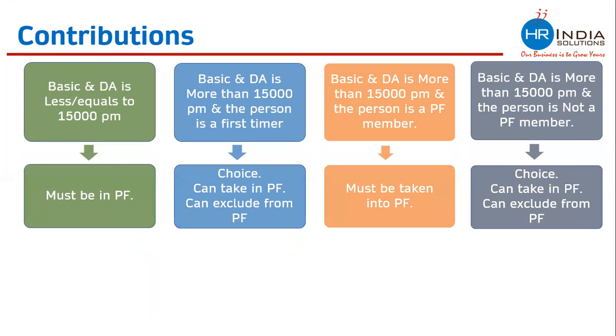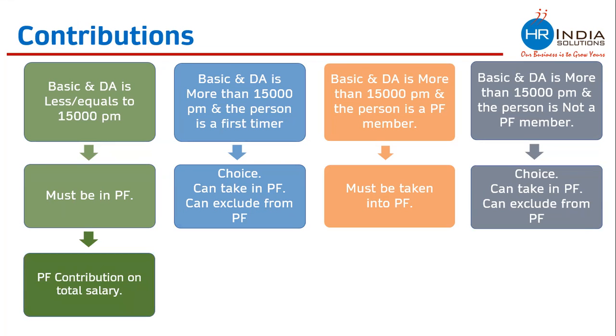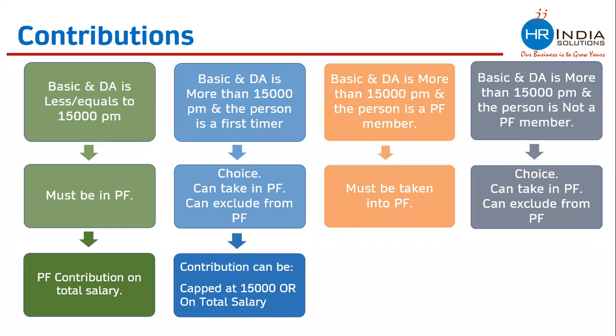Let's proceed. And in all these cases, now, how will the PF contribution go? In this case, where the total salary is less than 15,000, the PF contribution will go on the entire salary. You cannot choose any allowance, like we will pay on basic salary and we will not pay on HRA. If it is less than 15,000, PF will go on the entire salary. In this case, contribution can be capped at 15,000, or if the employer wants, the employer can pay provident fund on the total salary.